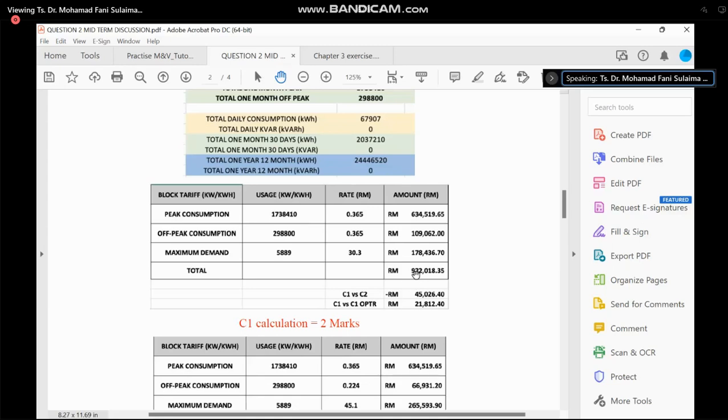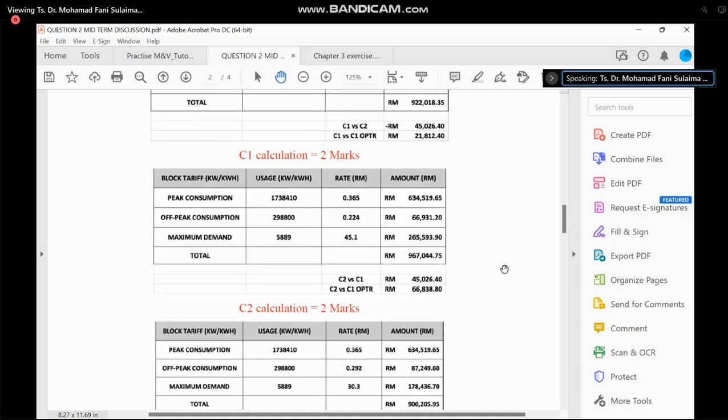So total up all the values for peak, off-peak, and maximum demand. Finally, you will get the energy cost for 1 month. If you want to represent this value in a year, just multiply with 12 months.